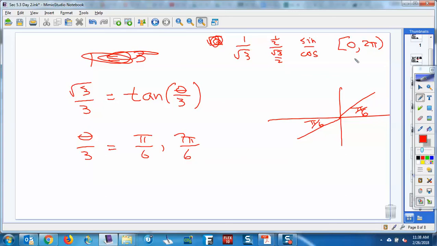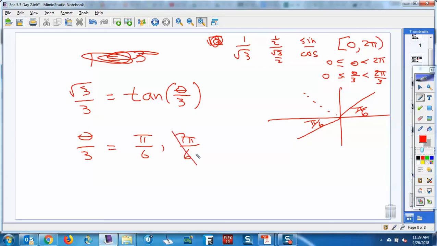Okay, so if theta is going to be between 0 and 2 pi, what's theta over 3 going to be between? 0 and 2 pi thirds. If theta is between 0 and 2 pi, then for theta over 3, you divide everything by 3, and you're going to have 0 and 2 pi thirds. Now, where is 2 pi thirds? 2 pi thirds is over here somewhere, right? So what's that mean? We only want to look from here to here.